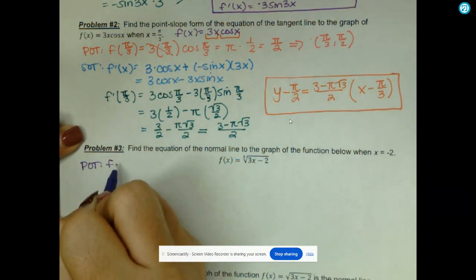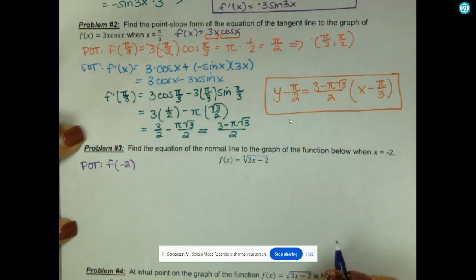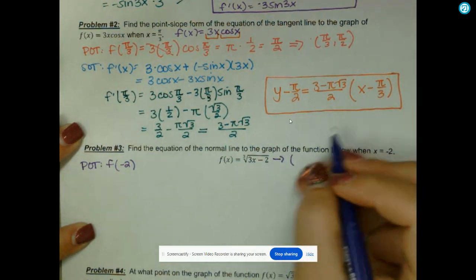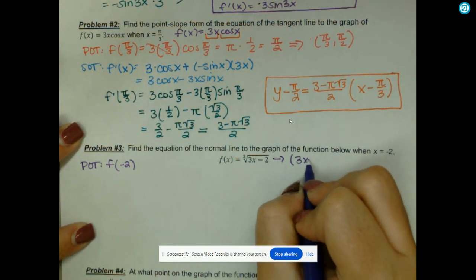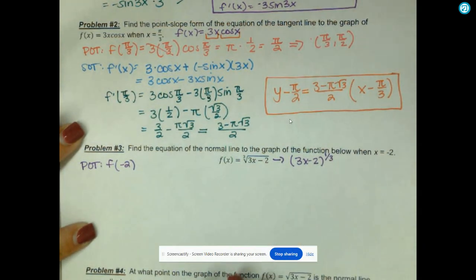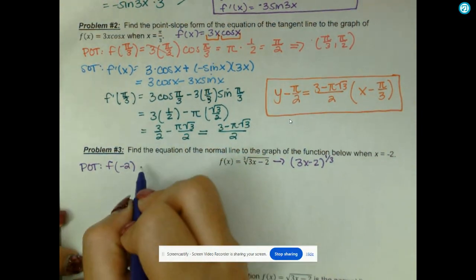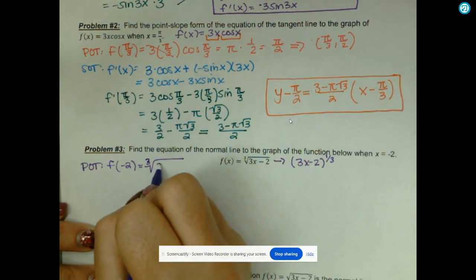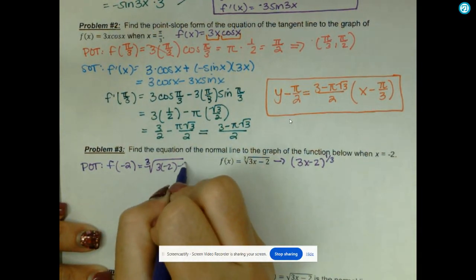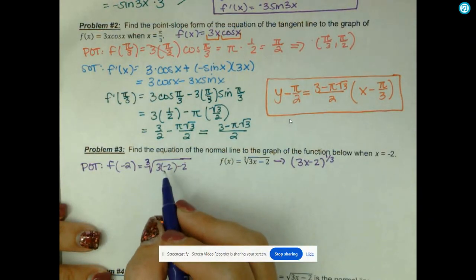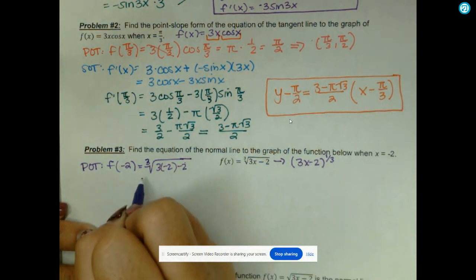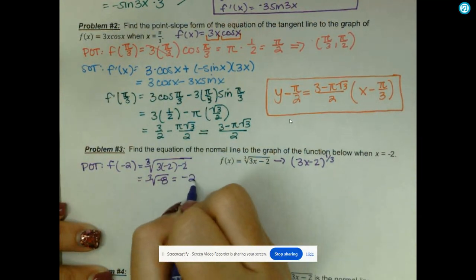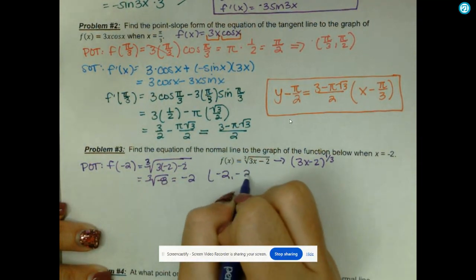So f of -2. Okay, remember we can write this out whenever we go to take the derivative. Obviously, this is going to be 3x minus 2 to the 1/3 power. You don't have to do that whenever you're finding your POT. So I'm just going to plug it straight in. The cube root of 3 times -2 minus 2. All right, so 3 times -2 is -6, minus 2 is -8. So we want the cube root of -8, which is going to give me -2. Making my POT, I plugged in -2, and I got -2.